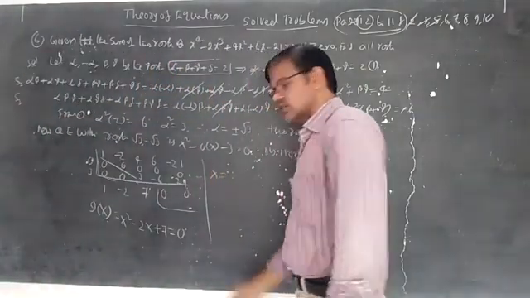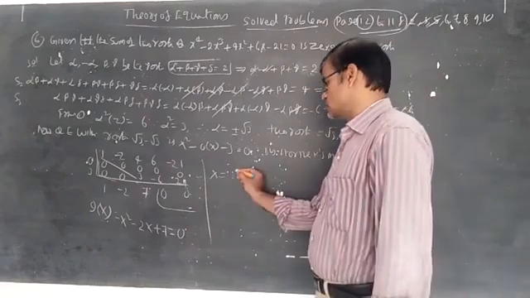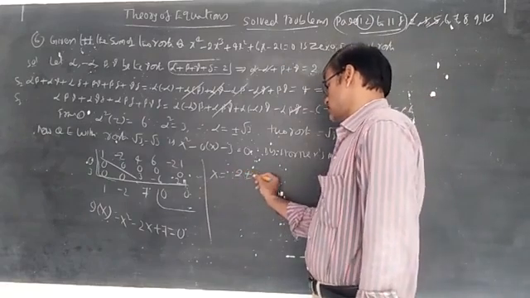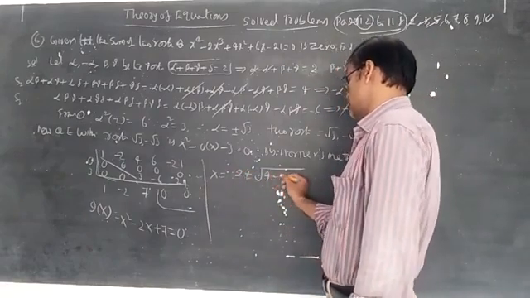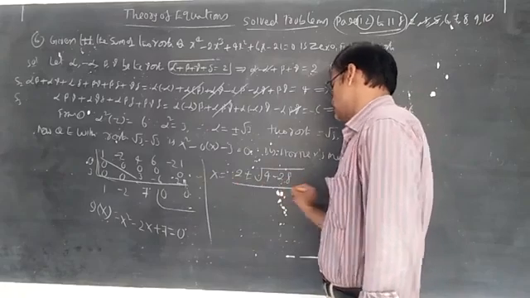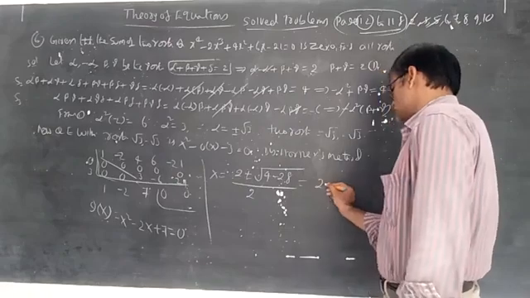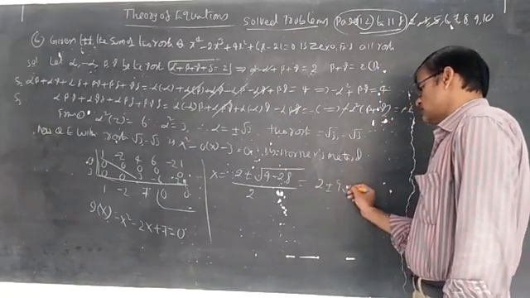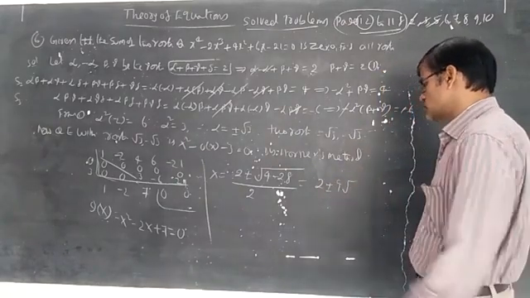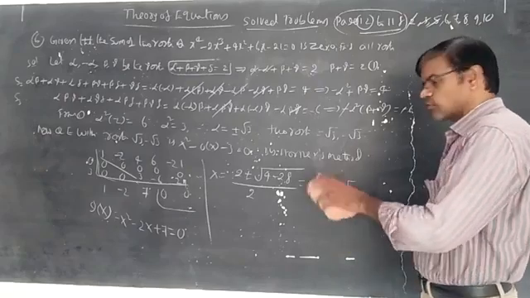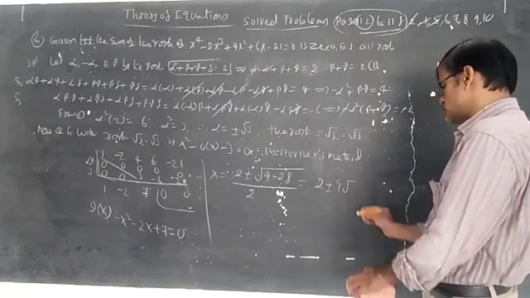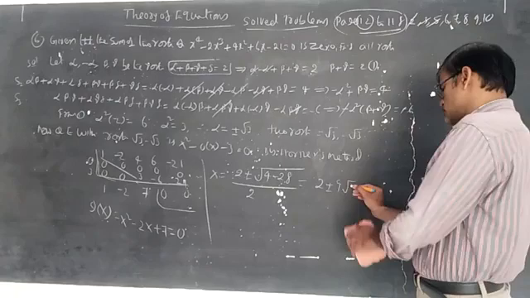No imaginary roots, there are no factors. Use the formula minus b plus or minus root b square minus 4ac by 2a. So 2 plus or minus i root 22. 4 minus 20 becomes 24. 24 minus 24, so it is i square, i into 2 root 6.